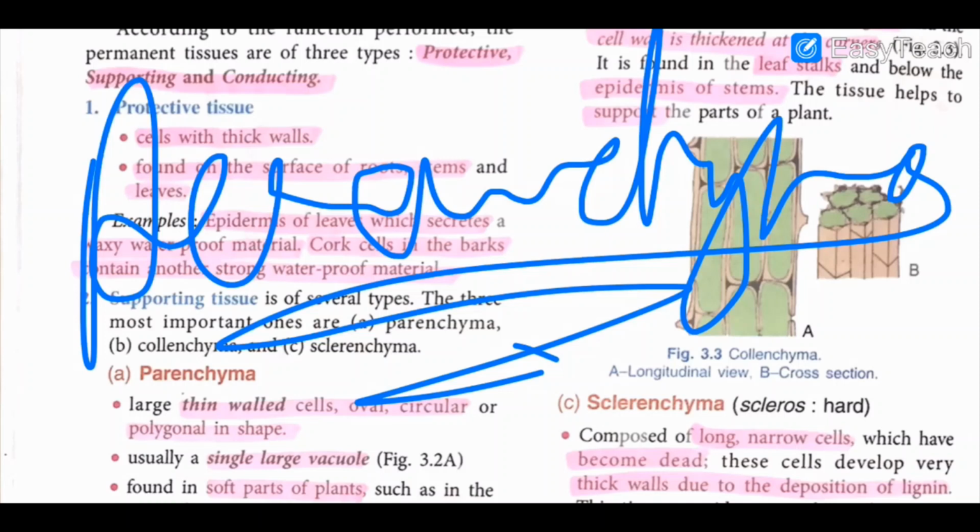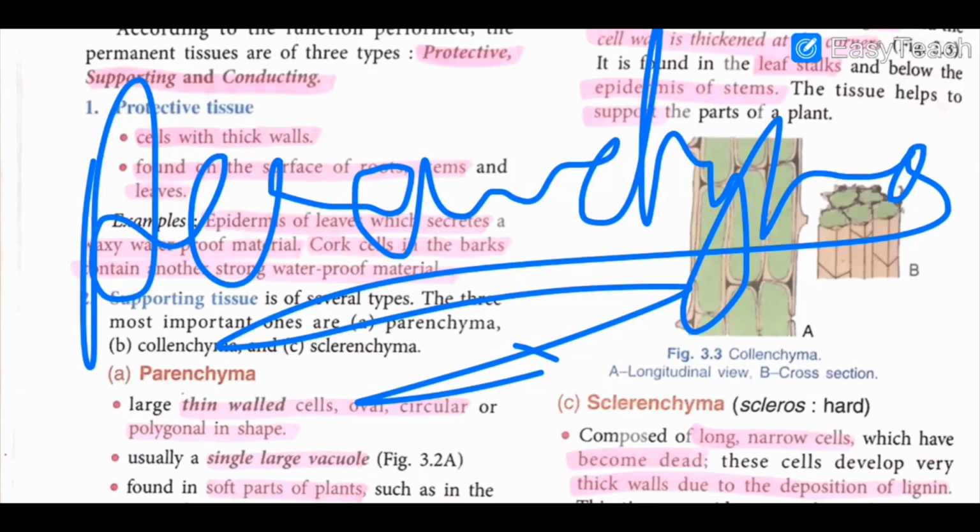Alright. Now the second type is collenchyma. It is made up of cells which are elongated, and the cell wall is thickened at the corners. It is found in the leaf stalks and below the epidermis of the stems, and the tissue helps to support the parts of the plant. Honestly, collenchyma is self-explanatory. It has a cell wall which is thickened at the corners because it supports the plant, as I already said, and it is made up of cells which are elongated.